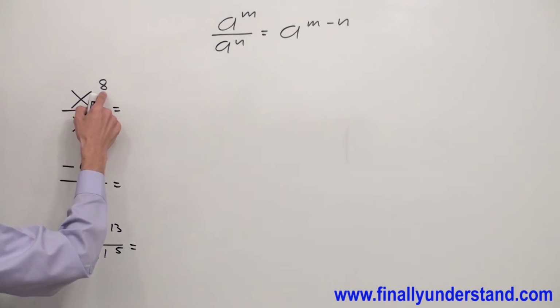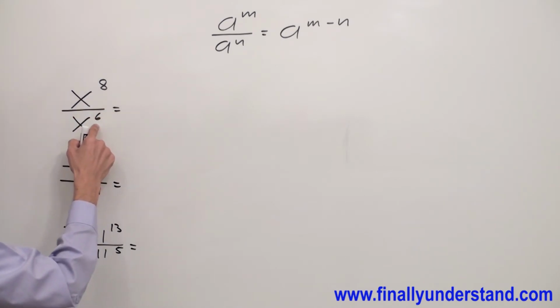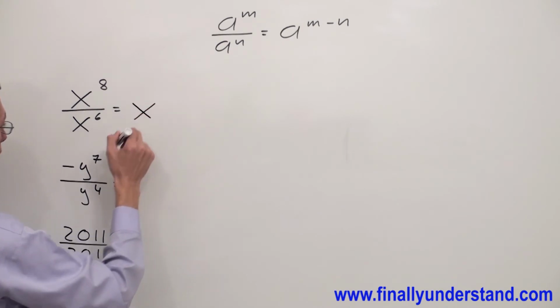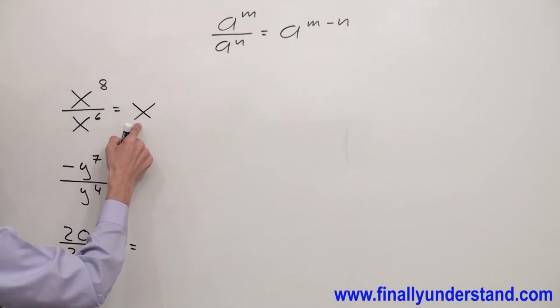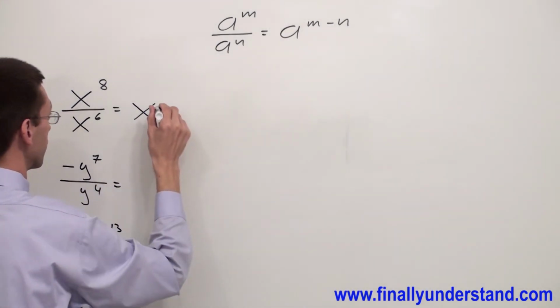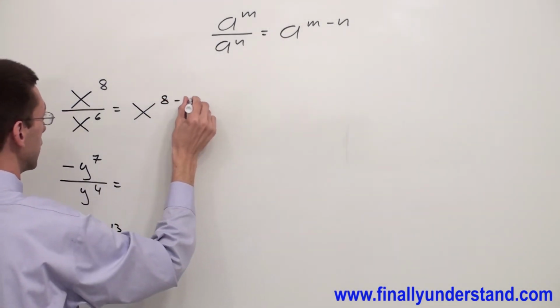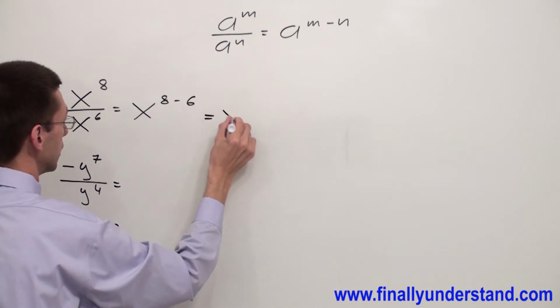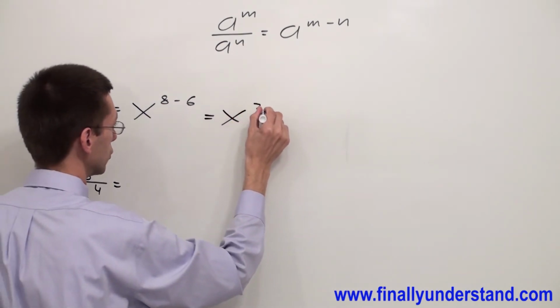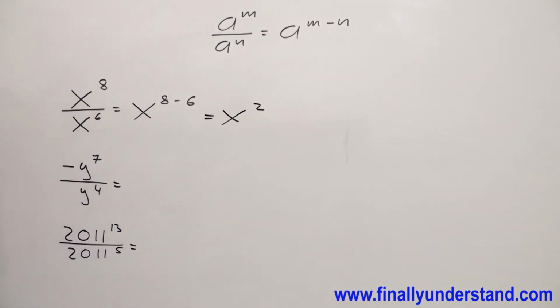I have x to the 8th divided by x to the 6th. My base is x. I keep the base. Next, I have to subtract the exponents, so I have 8 minus 6. This is x, and 8 minus 6 is 2. So this is the solution to my problem.